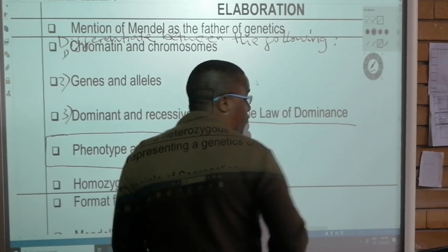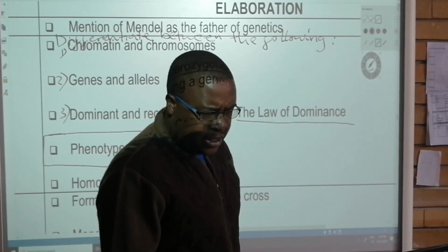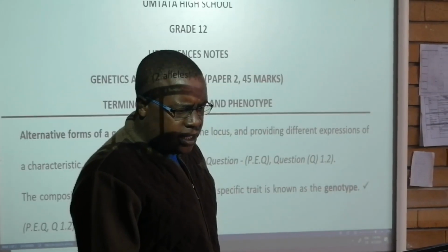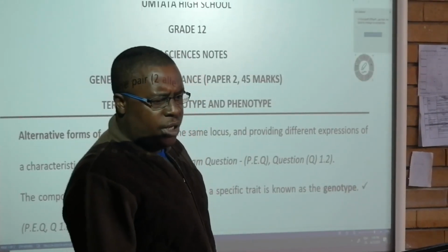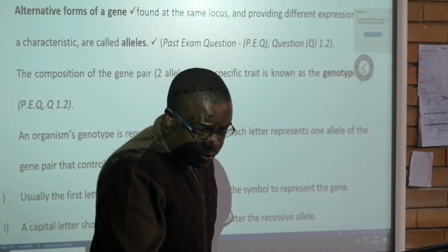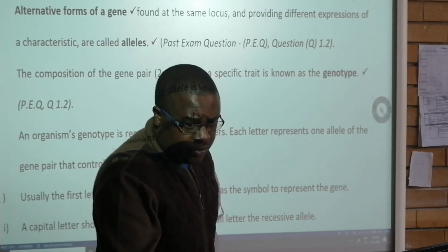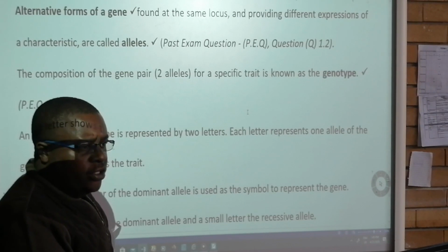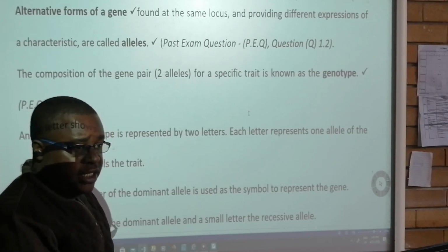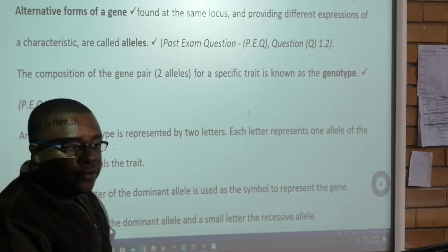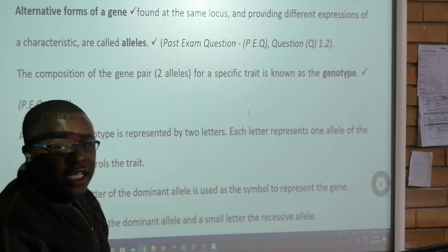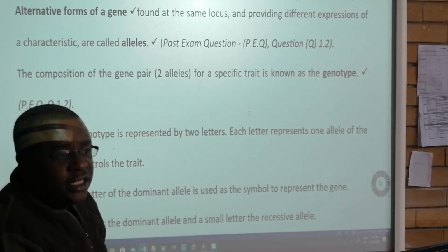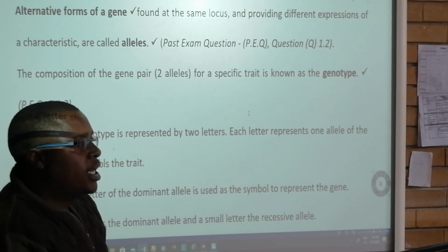Right, so today we are looking at phenotypes and genotypes, the terminology behind genotype and phenotype. We have now learned that alternative forms of a gene, found in the same locus, which provide different expressions for a characteristic, are called alleles.